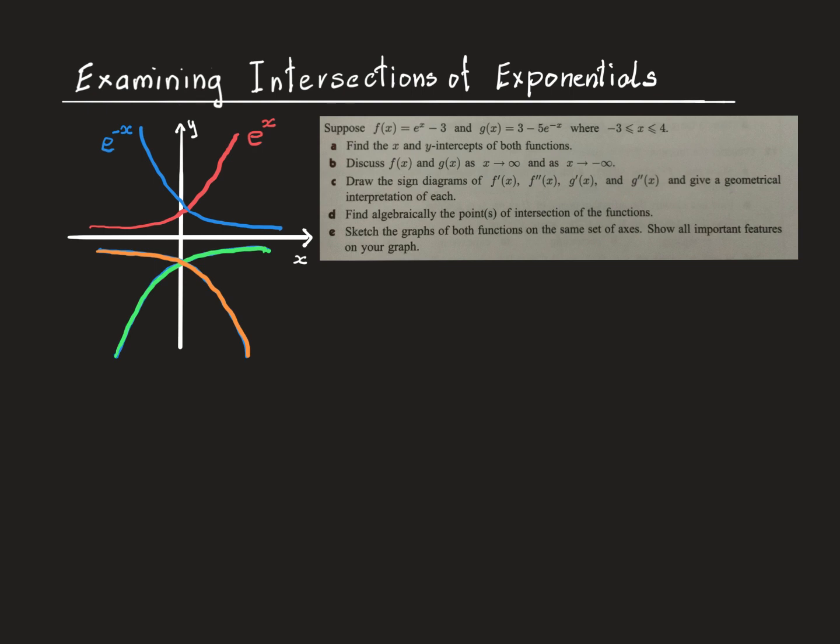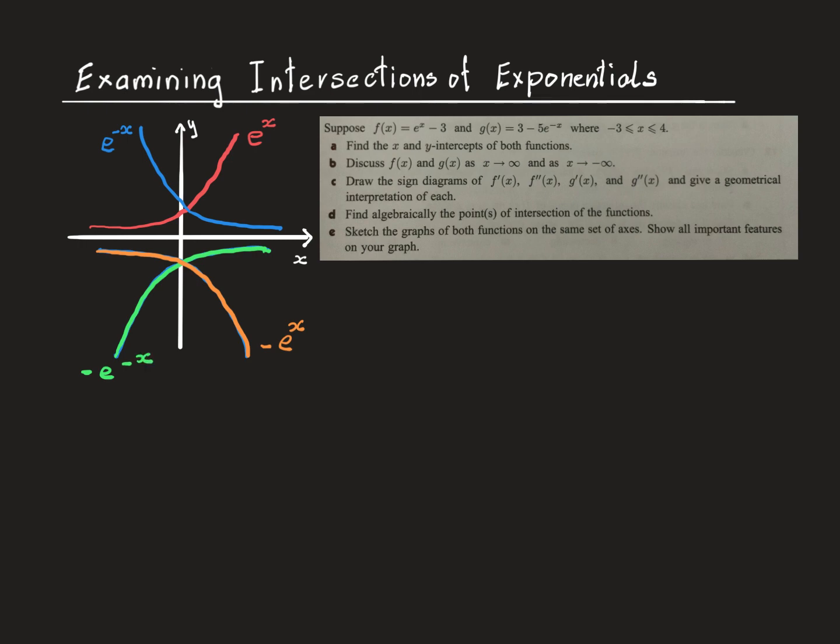If you look at the red and the orange together, they are a reflection in the x-axis. The orange will be just a negative of that red one, so we will call it negative e to the x. And the same thing goes for the blue and the green. The blue is e to the negative x, and the green will be the mirror image in the x-axis, so we will call that one negative e to the negative x.